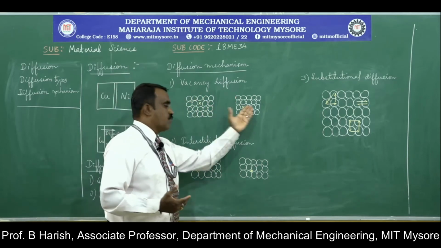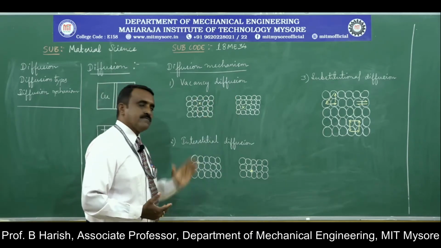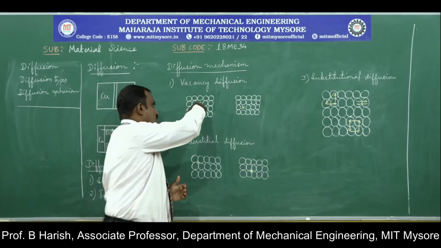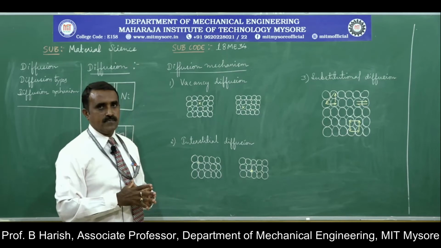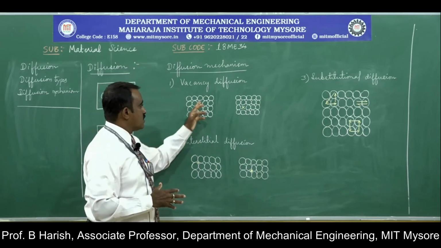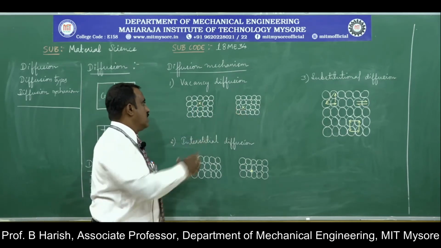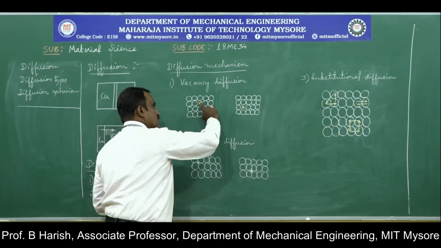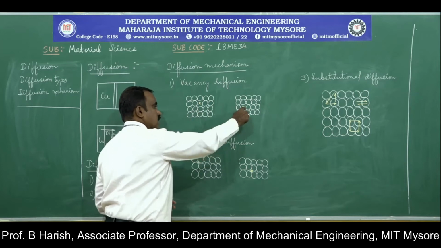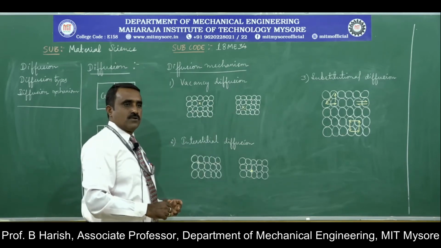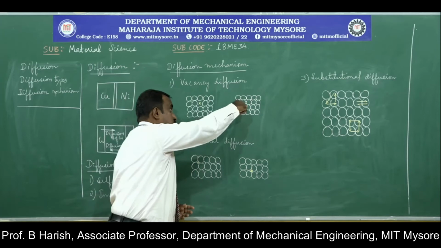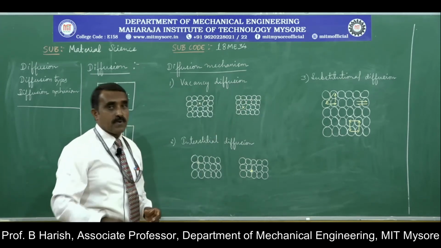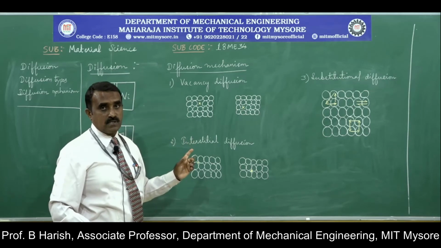You can observe these two figures. This is the first figure. This is a vacancy that is there. This is a vacant spot that is created by the imperfection. Now, you can observe the second figure. Here, this atom moves into the vacant spot, so a vacant spot is created here. So this vacancy diffusion is taking place because of the presence of vacancy.